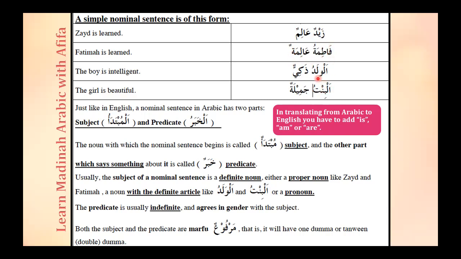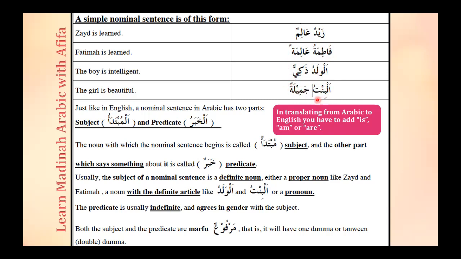Look, al-waladu zakiyun, this is masculine, right? Boy. So there's no ta marbuta here. If it was a girl, you would have added a ta marbuta at the end. Generally speaking, that's how you make feminine, generally speaking, not always. You would have added this ta marbuta at the end, okay? Generally speaking.